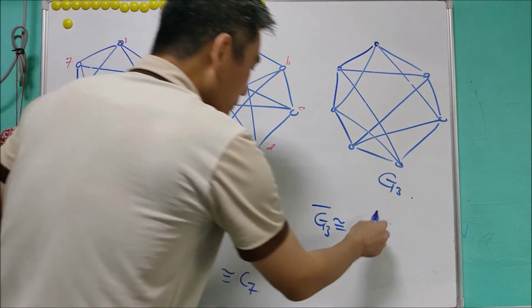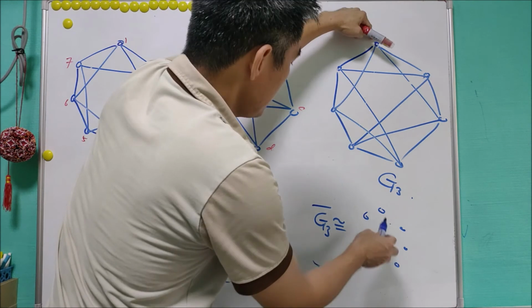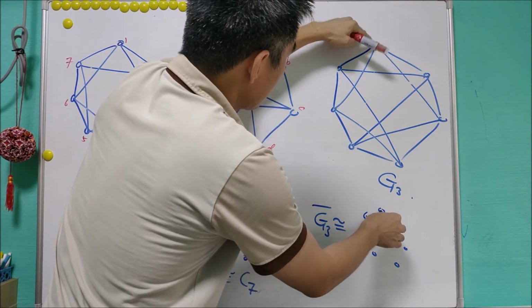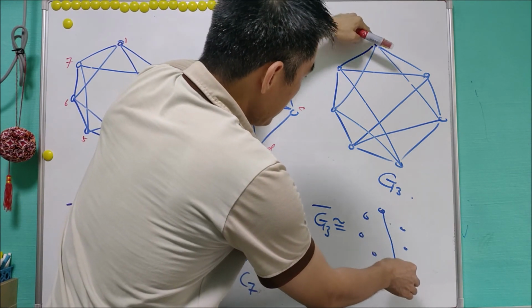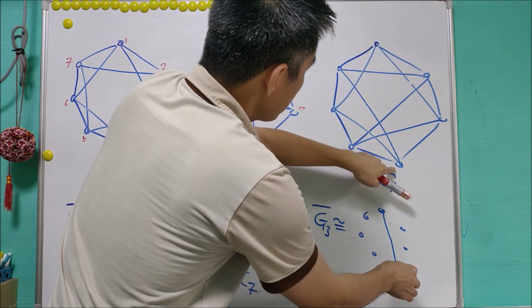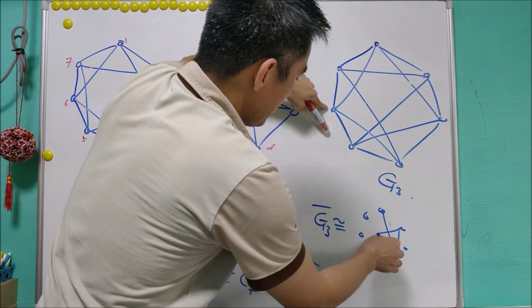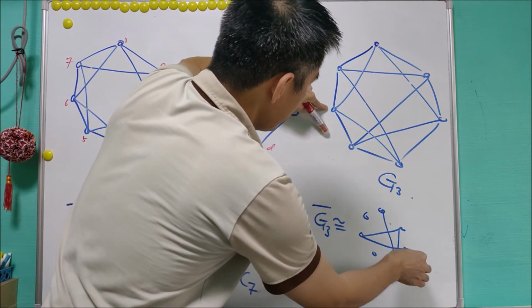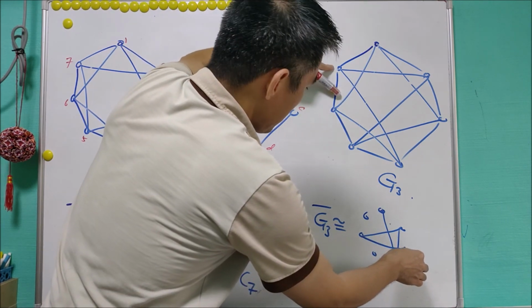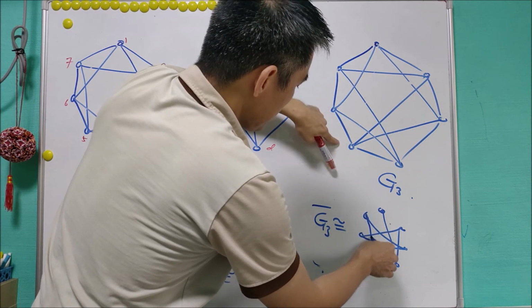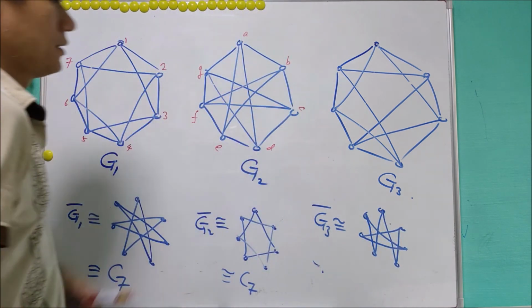So for G3 bar, 1, 2, 3. This vertex does not connect to this vertex here, and it does not connect to this vertex, and not to this, not to this, not to this, not to this, not to this.